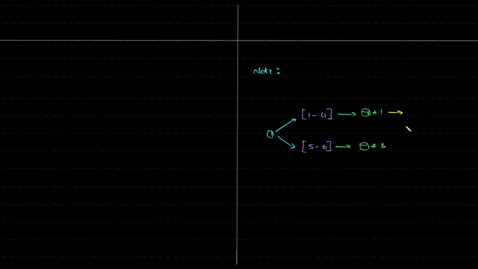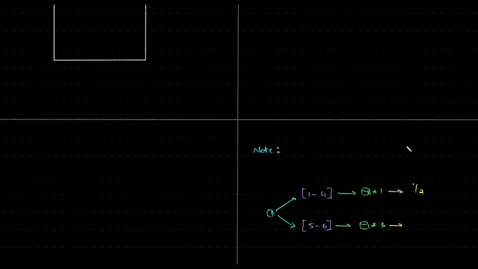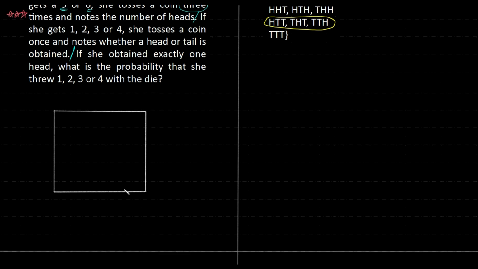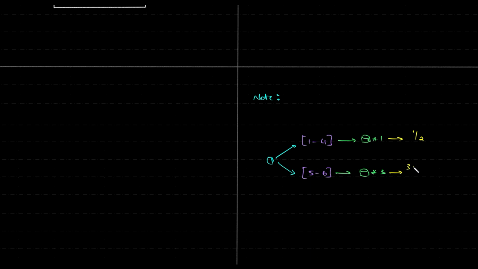So here the chance of getting a head is half. Here the chance of getting head only once, remember, only once, for that I have written the sample space. So this is the sample space when she gets 5 to 6. So the coin would give us head, tail, and so on. So this is our favorable outcome. So 3 out of 8. So that's the whole funda. This is 3 out of 8. We are looking at head only once.